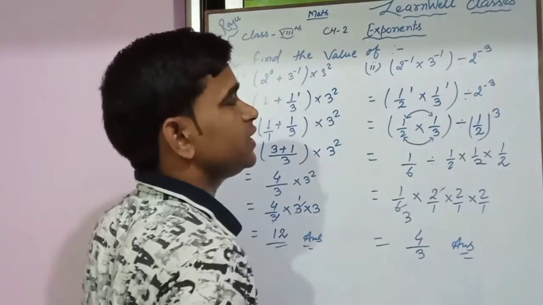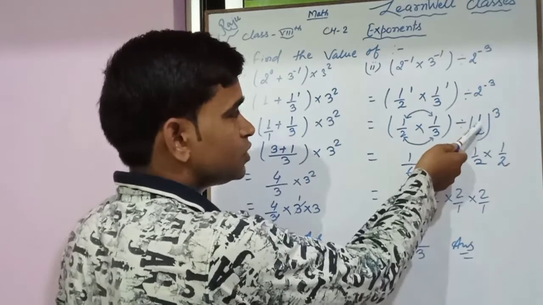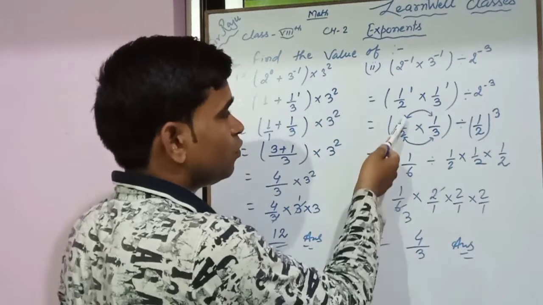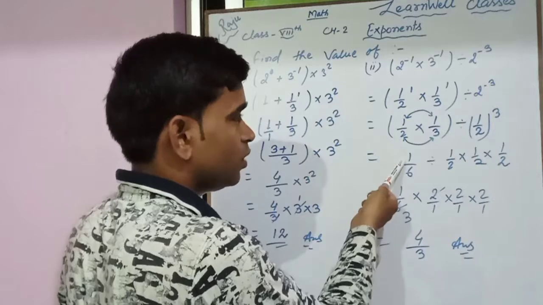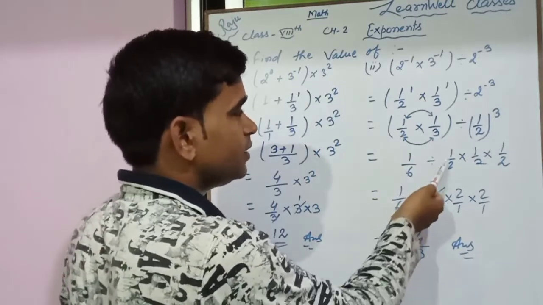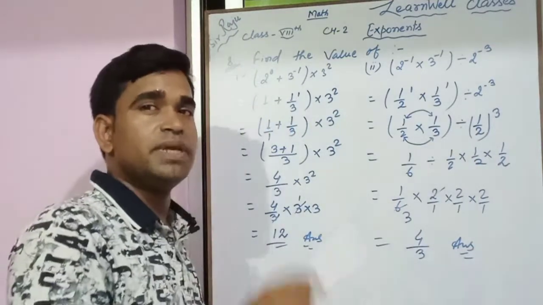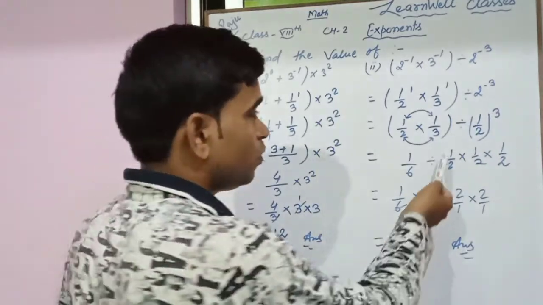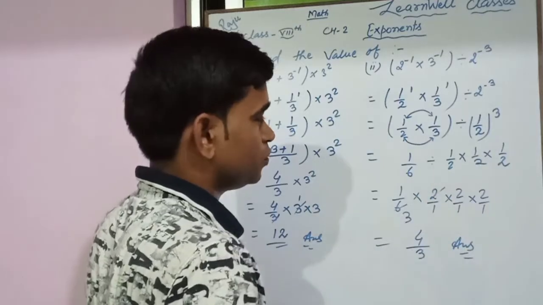When the exponent is negative, it will be changed into reciprocal form: 1 upon 2 raised to the power 3. So 1 multiplied by 1 is 1, and 2 multiplied by 3 is 6. Divide. When the exponent is 3, it means the number is multiplied 3 times. So 1 upon 2 into 1 upon 2 into 1 upon 2.